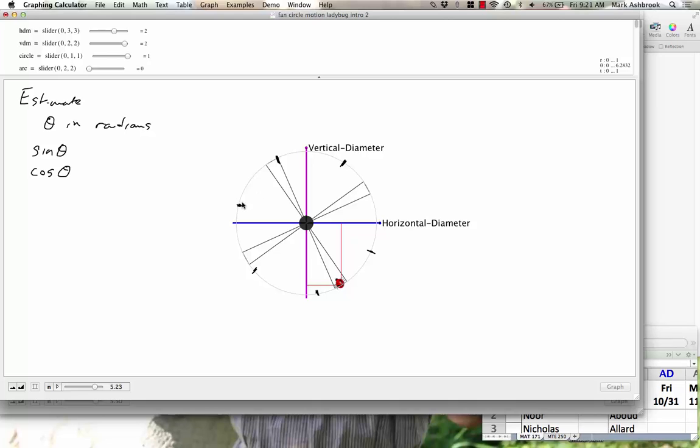Angle in radians. About 5.2. What do you think? The openness in radians is 5.2 from the 3 o'clock position, because that number is the same as how many radius lengths around the circumference. It's something past 5, in between 5 and 6, but closer to 5. So estimate about 5.2.